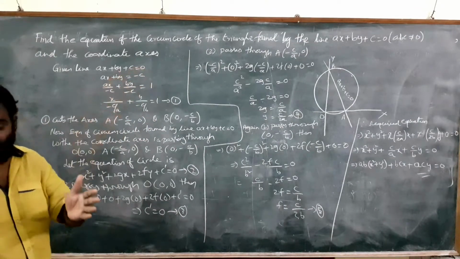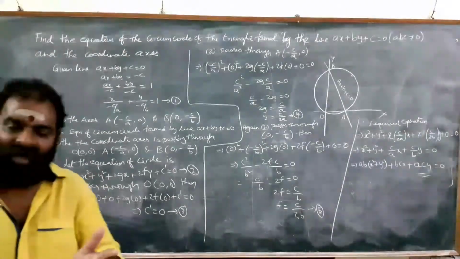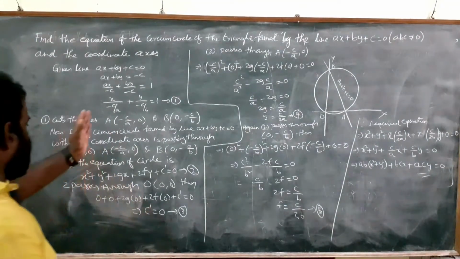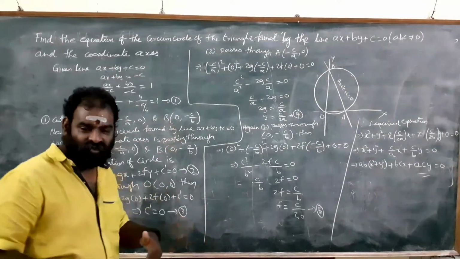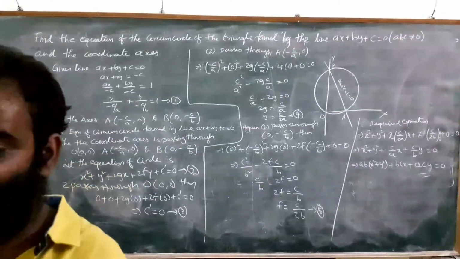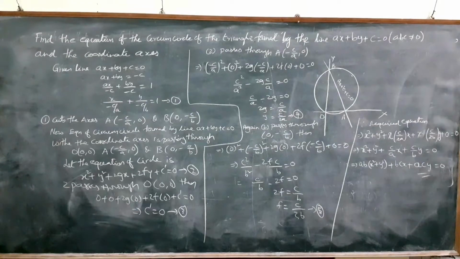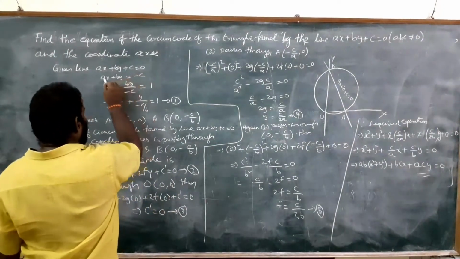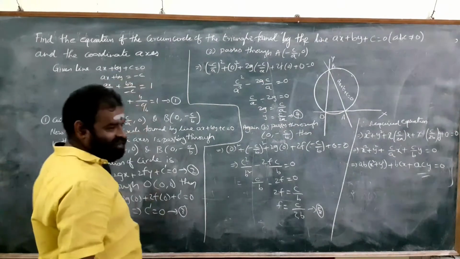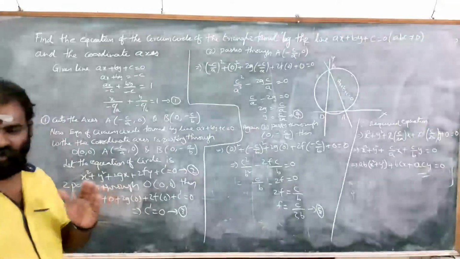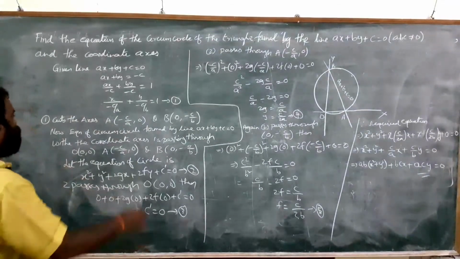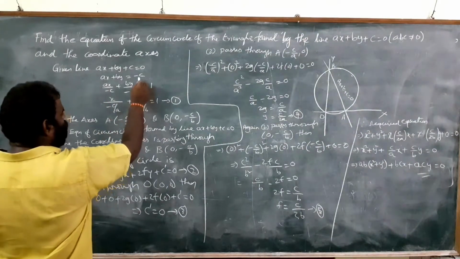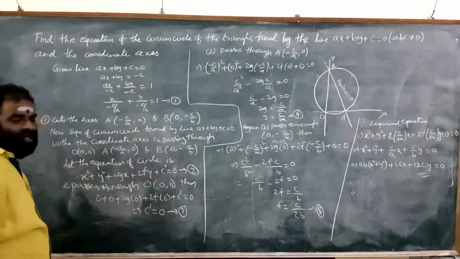And what is the intercept form? x by a plus y by b equal to 1. So we convert the equation ax plus by plus c equal to 0 into x by a plus y by b equal to 1 form. For that, I send this constant to the other side, then ax plus by equals minus c. So you have to divide the whole equation by minus c. So ax by minus c plus by by minus c equals minus c by minus c, which is 1.